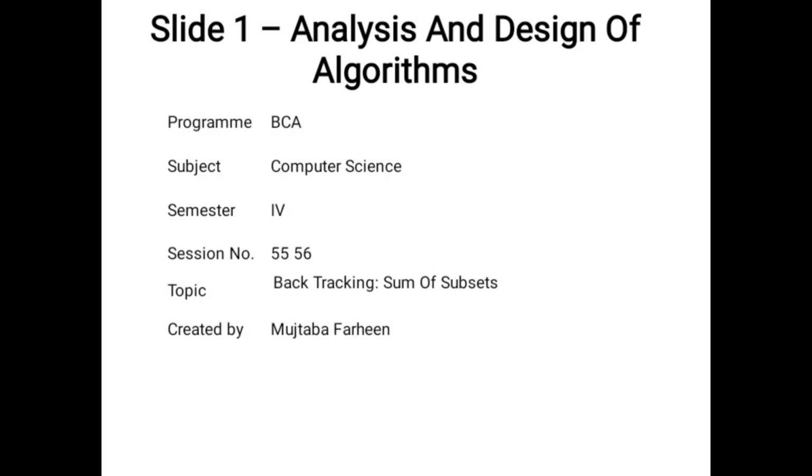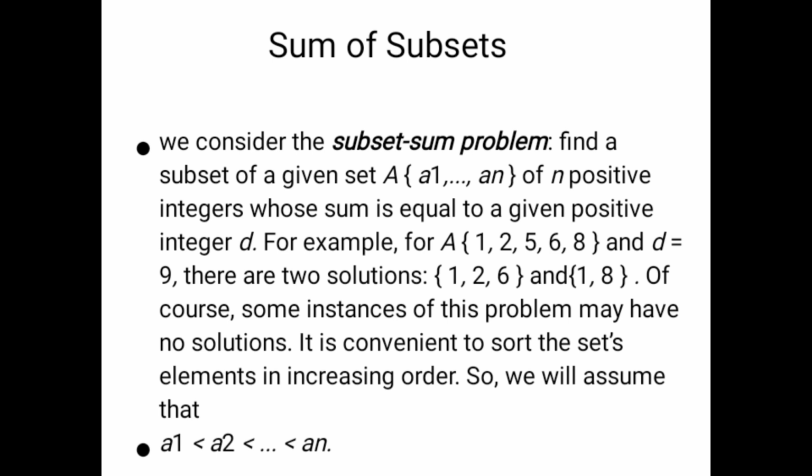Good morning. In today's class, we will learn solving sum of subsets problem using backtracking. We have to find a subset of a given set A whose elements are A1, A2, etc., An, n positive integers whose sum is equal to a given positive integer D. That is, given a set, we have to construct a subset whose sum will be equal to the given integer D.